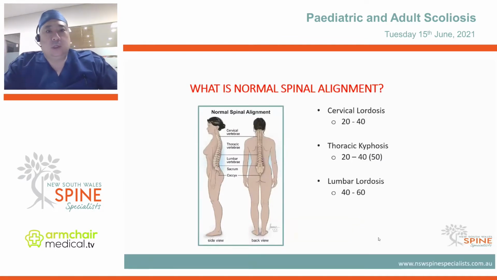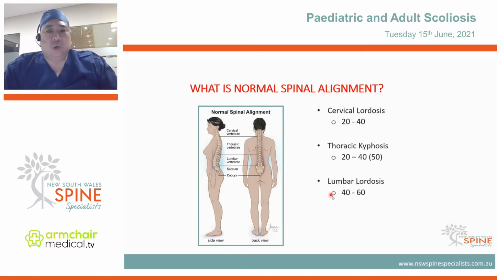So firstly, let's look at what we would normally call normal spinal alignment. Normal alignment is what we call a normal cervical lordosis, usually around 20 to 40 degrees in the cervical spine. There is also a thoracic kyphosis, which means we all have a degree of kyphosis, usually between 20 and 40 degrees. Some would say up to 50 degrees in some studies. So anything higher than that degree of kyphosis, we would say that there is an abnormal degree of thoracic kyphosis.